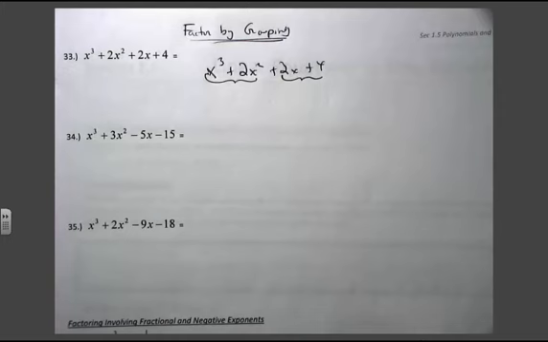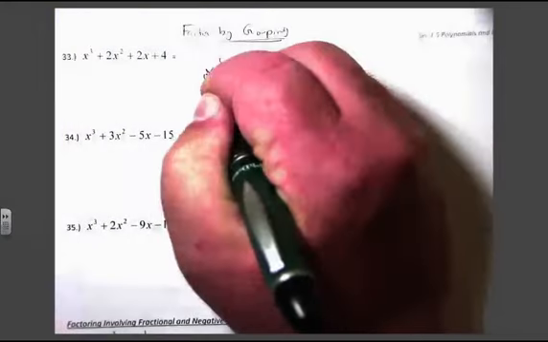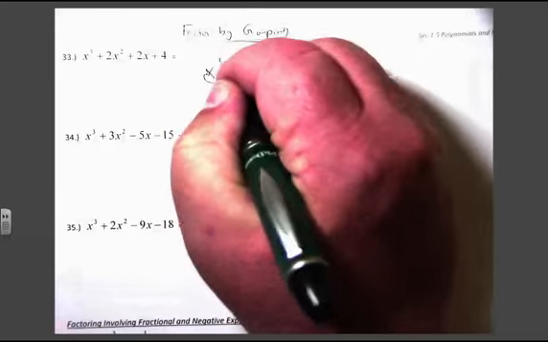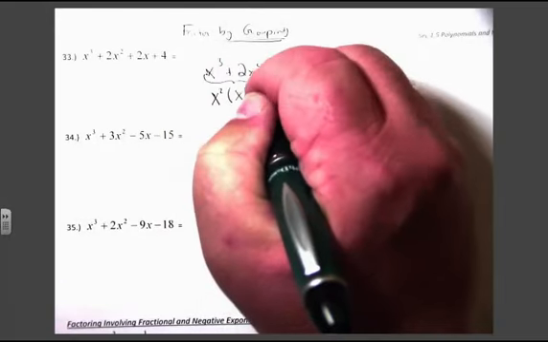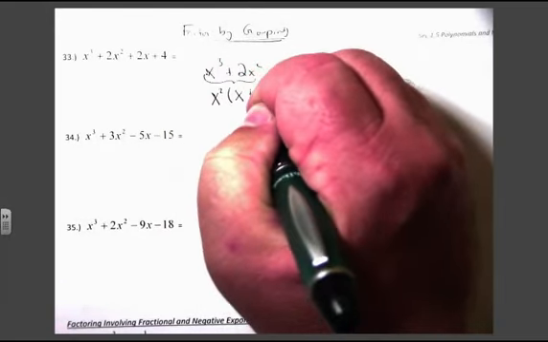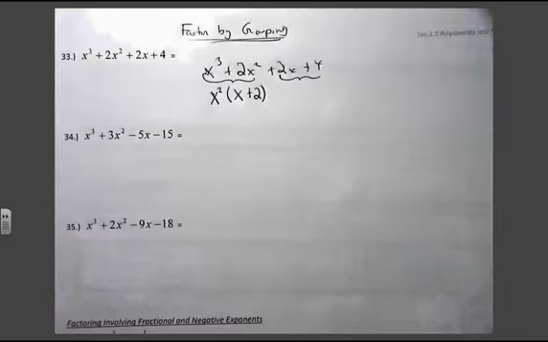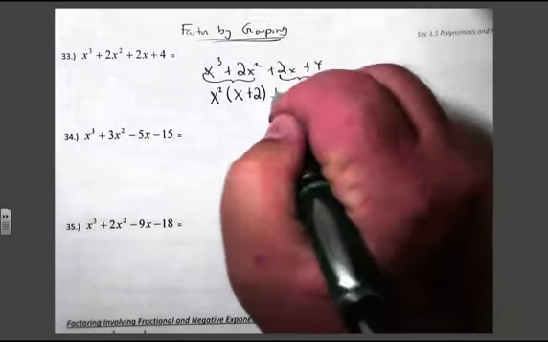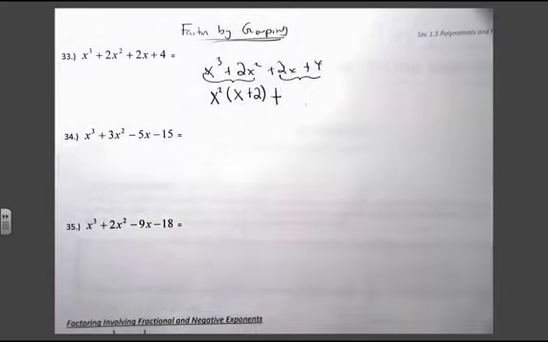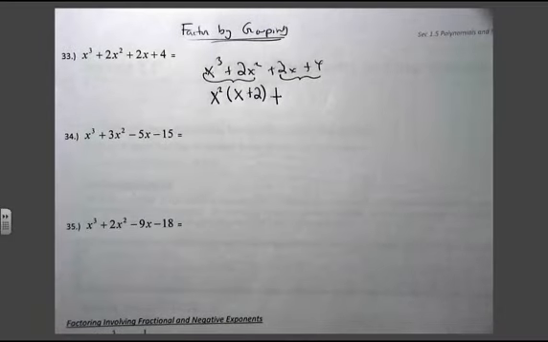X cubed plus 2x squared, the first two terms. What do you have in common? Factor just the first two out. X squared. If I take an x squared out of an x cubed, you got an x. Take an x squared out of a 2x squared, you're left with the plus 2. Now plus, keep the sign in the middle, factor the last two terms, 2x plus 4.